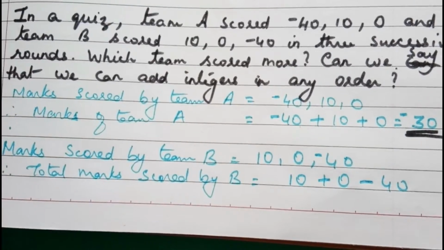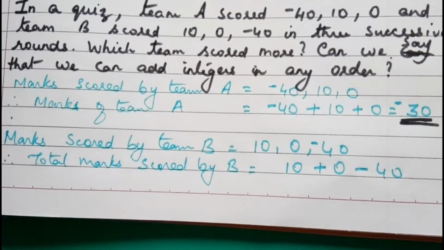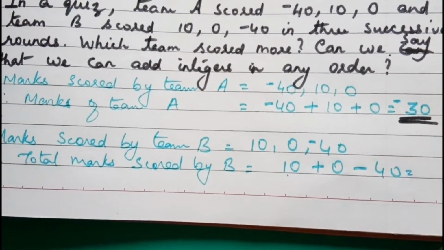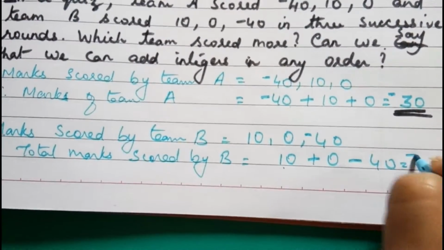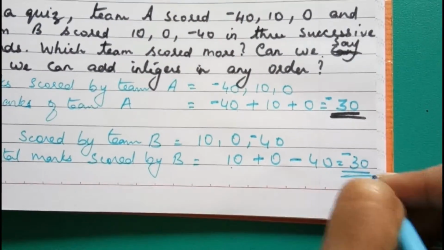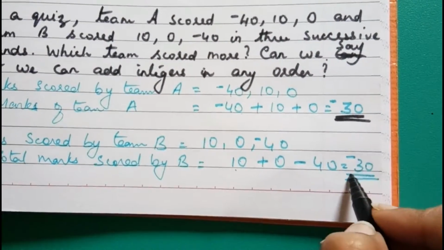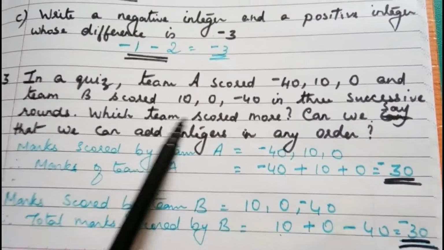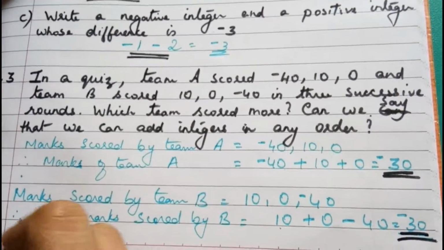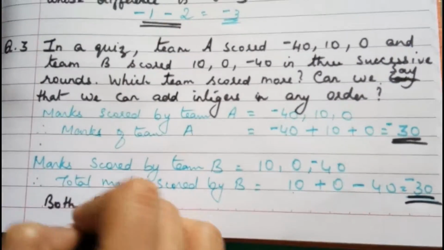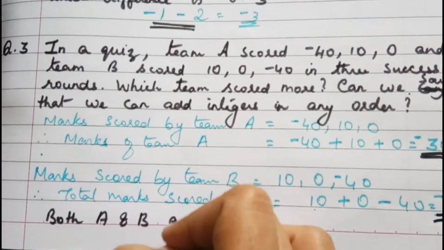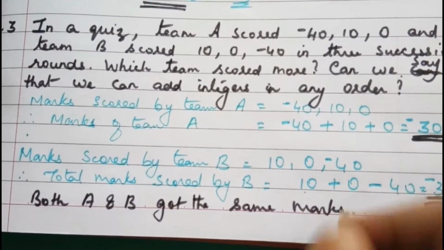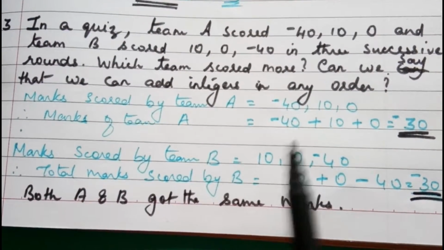So what will you get as the answer here? You will get the same answer, since 0 has no value, and with 10 and 40, one is negative, one is positive. So you'll find the difference and put the sign of the bigger number. So here also the answer you got is minus 30. So what is the question asked? Which team scored more? Both A and B got the same marks. Okay, so that's the answer of the first question.